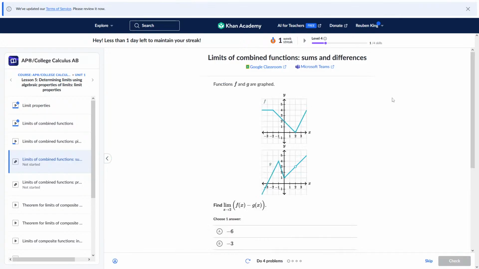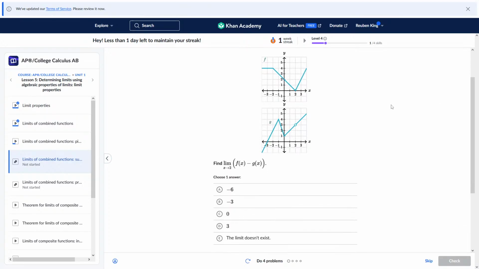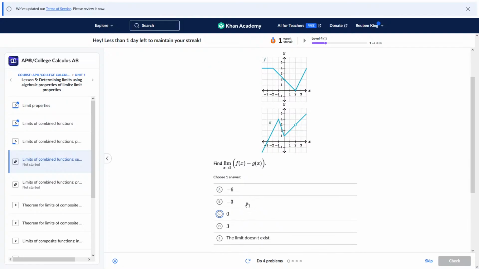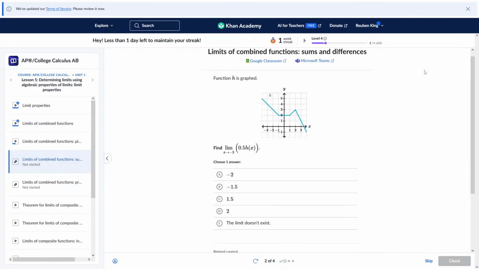Alright, f of x minus g of x as x approaches 2. Okay. So approaching 2, there's only one point at each, so we can just do approaching 2, it's 0 there, and it's 3 there. So -3 for the left. And then from the right it's going to be the same, so it's -3. Boom.